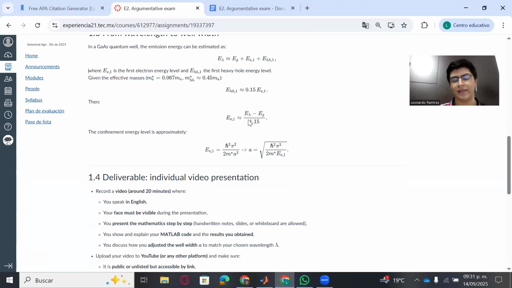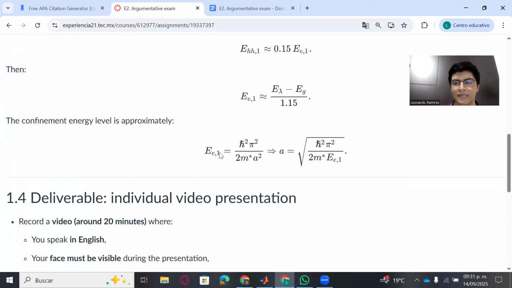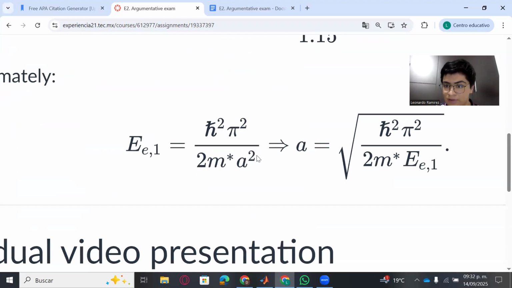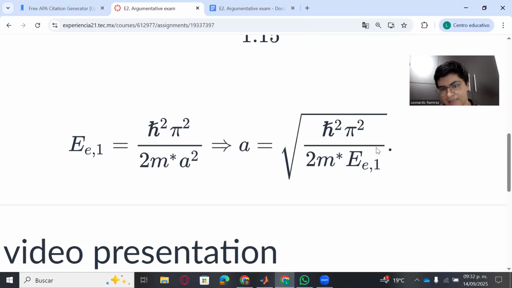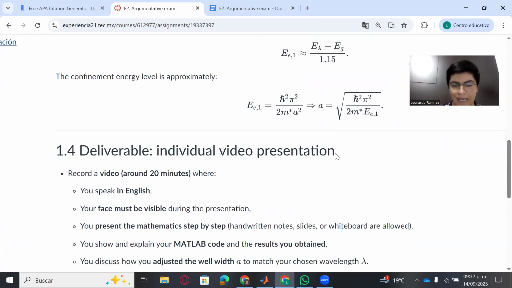So let's go through that. Afterwards, we will end up with this, which is the analytical approach in order to get the energy electron values, which we already got in our lectures. But if we solve for A, that's actually really interesting to see. If we solve for A in there, we get this formula, and we can approximate and get as close as possible to the real quantum well width, which is given by A.